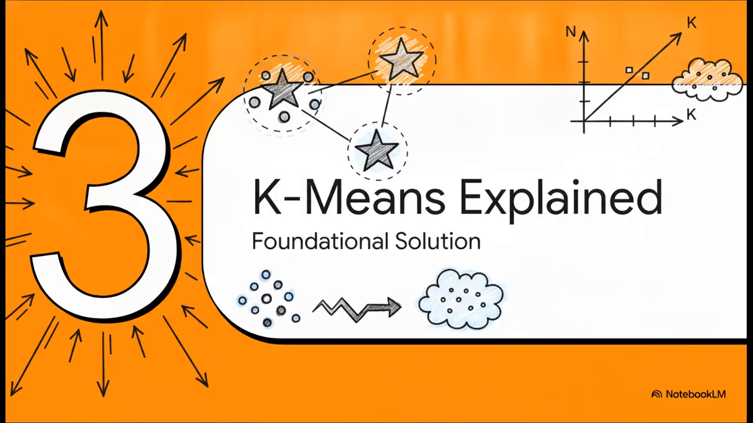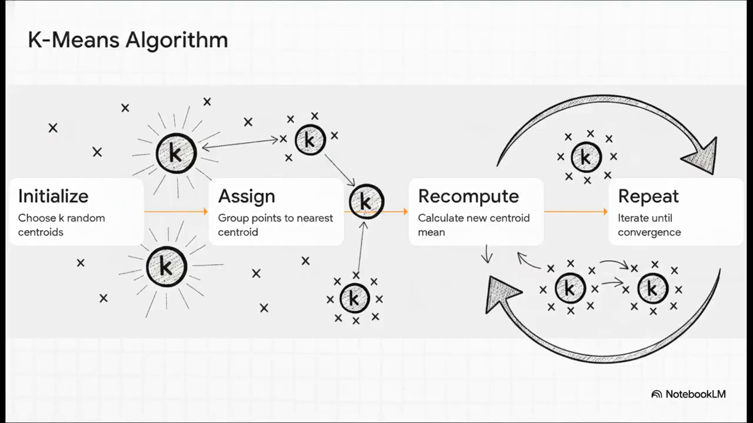Which brings us to Section 3. K-means explained. This is our foundational solution. Once your data is prepped, you need an algorithm, and k-means is super popular because it scales linearly. Its complexity is big O of n times k. That just means its runtime won't totally explode as your datasets hit the millions.